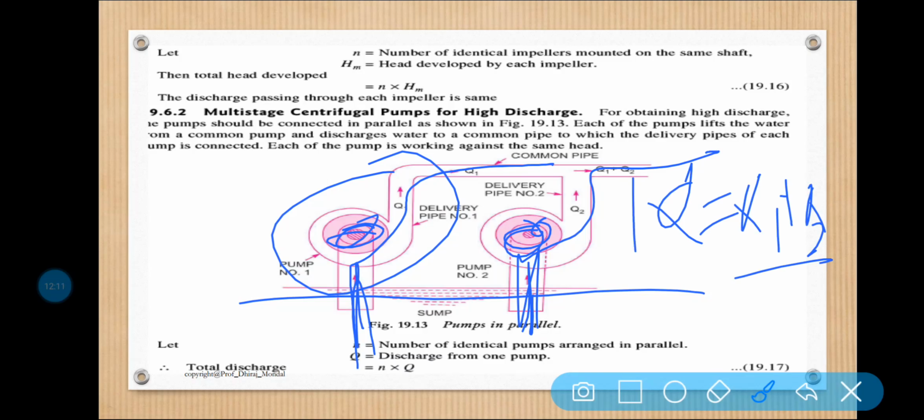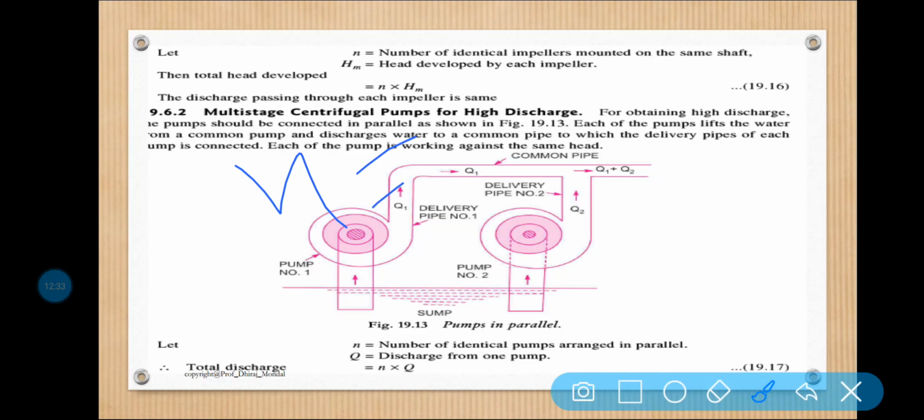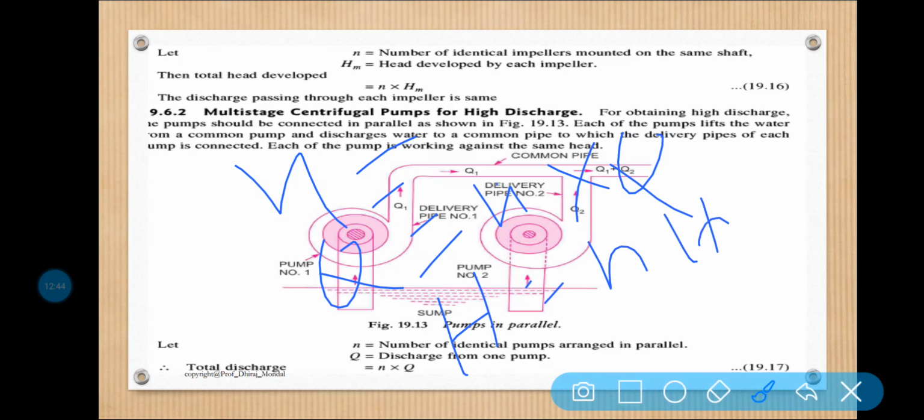So what are we getting? A lot more water, that means the water flow rate, or the amount of water displaced, is more. Okay, in case of multi-stage centrifugal pump for high discharge, I think it is clear. Now what are we getting? n is the number of identical pumps arranged in parallel and q is the discharge. So total discharge is equal to what? n into q. And at that time total head is equal to n into hm.